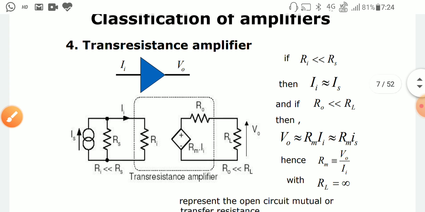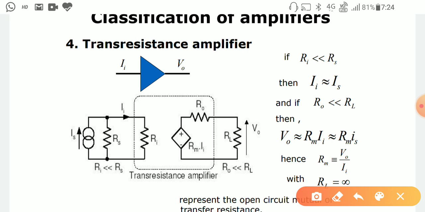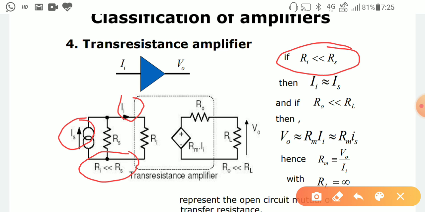That is the Ri when very less than the value of Rs, that time I should be equal to the value of I of S. So this is the first condition for the input side, that is the Ri should be very less than the Rs, and the conclusion will be made as Ii tends to equal Is.